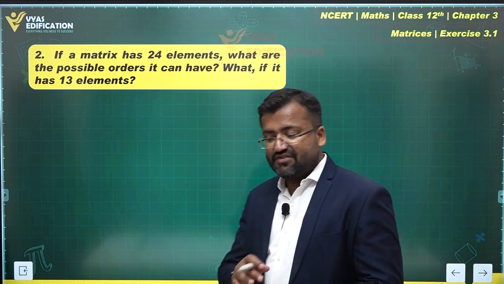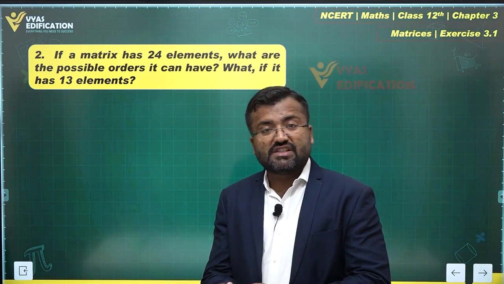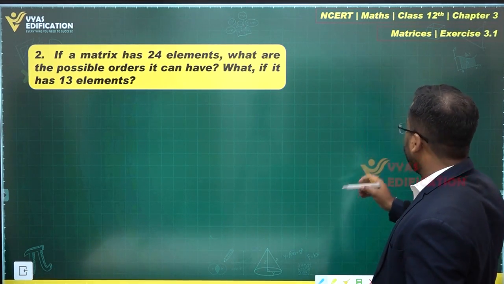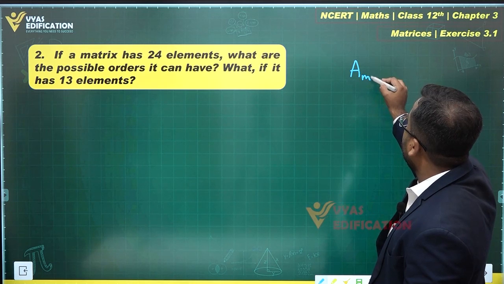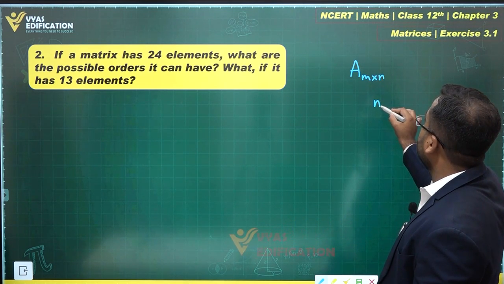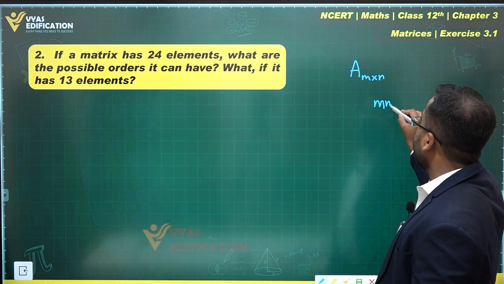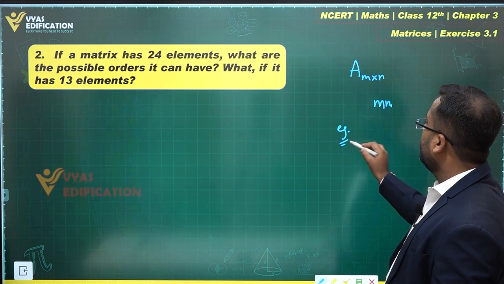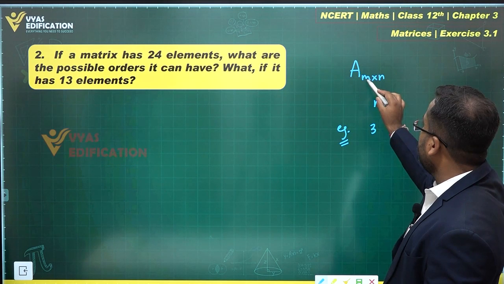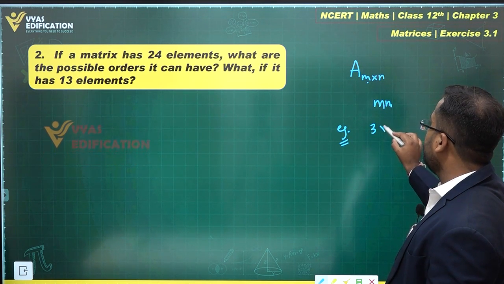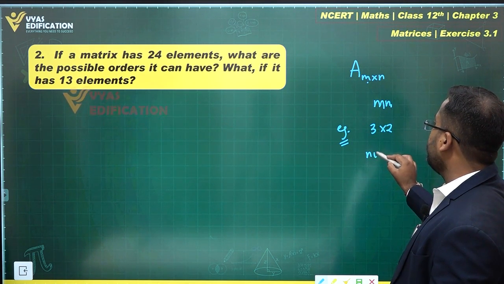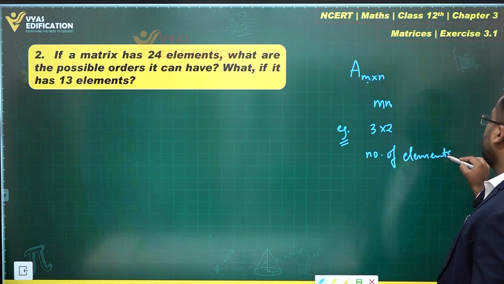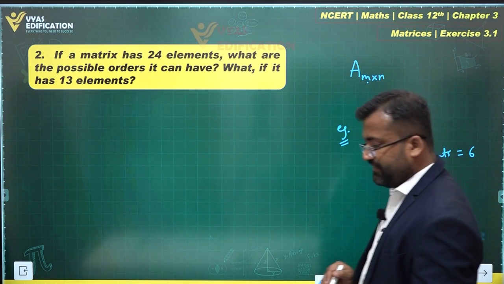For forming a matrix, we have to have some number of rows and some number of columns, and the total number of elements. For example, for a matrix of m by n order, the total number of elements is equal to mn. That's the total number of elements. For example, let's say there are 3 rows and 2 columns, so number of elements would be equal to 6, as you can clearly observe, right?